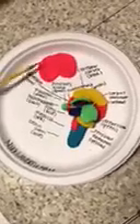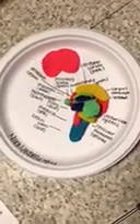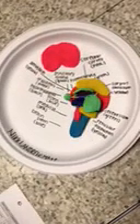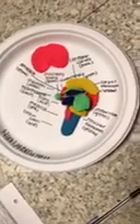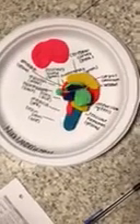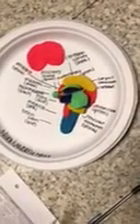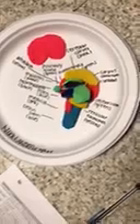Alright, so this is the cerebral cortex. What the cerebral cortex is responsible for is thought and action and processing. It includes the frontal, parietal, occipital, and temporal lobes.